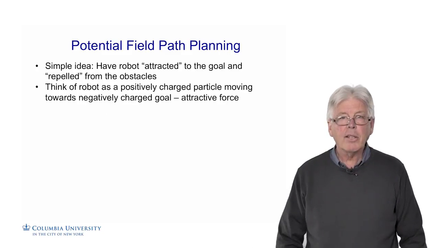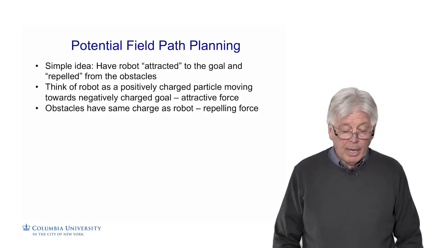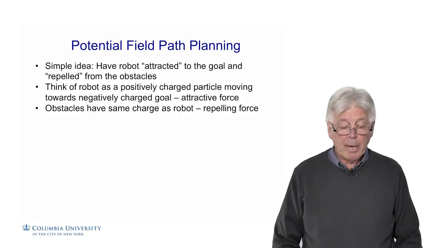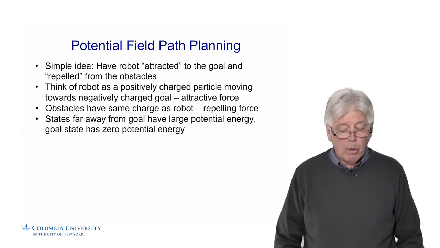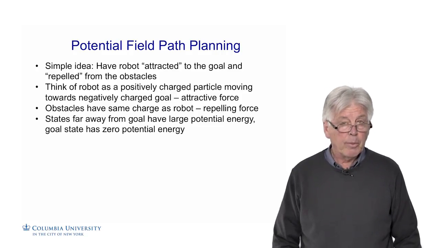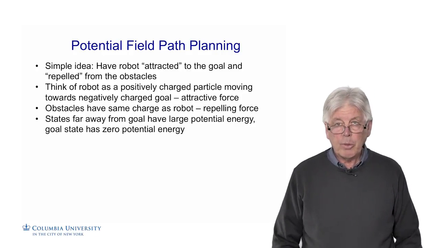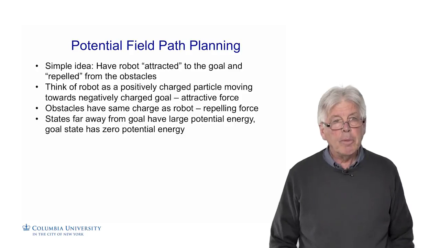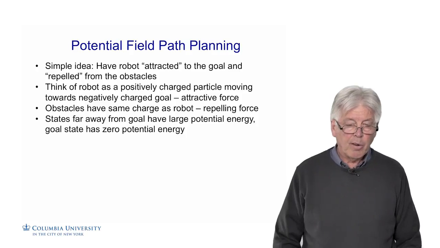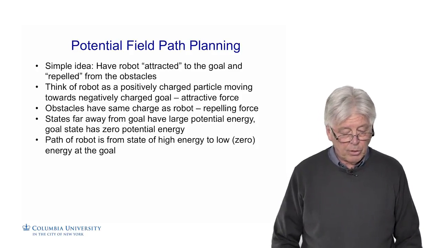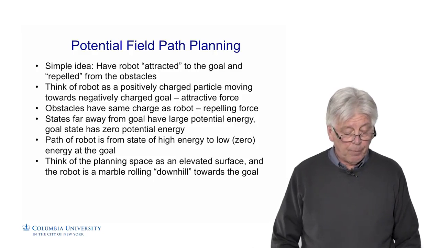You can think of the robot as a positively charged particle moving towards a negatively charged goal, which is the attractive force. And the obstacles have the same charge as the robot, which is a repelling force. What we want is states which are far away from the goal to have large potential energies, what we call potential fields. The goal state has zero potential energy once you reach that. So you're trying to do energy minimization as you go through this space, and you start from a high energy position far away from the goal, and try to reach a low energy position near the goal. So the path of the robot is from a state of high energy to low or zero energy at the goal.